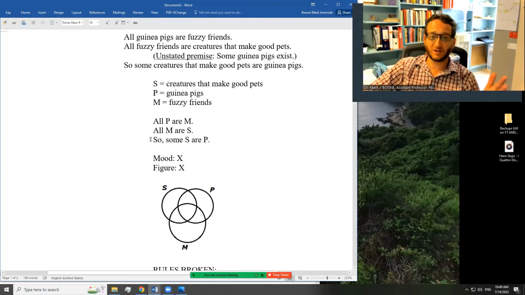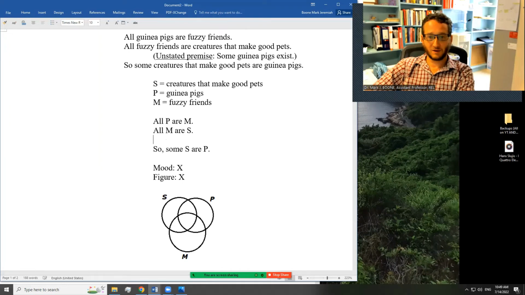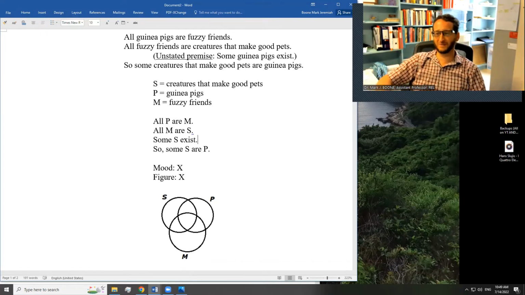I don't necessarily recommend putting that in your homework or on an exam, but this is one way you can work with this argument. So now, what is the premise? Some S exist. No, some... yes, I think that's right. Let me make sure I have the argument symbolized properly.